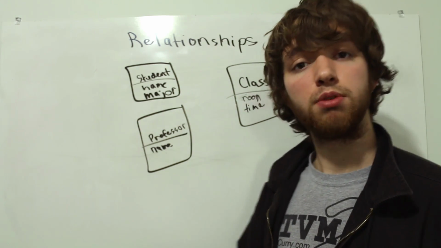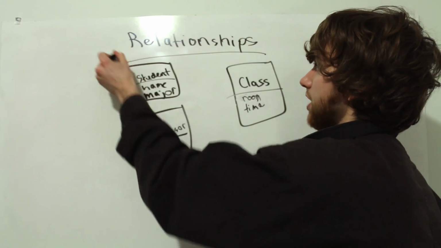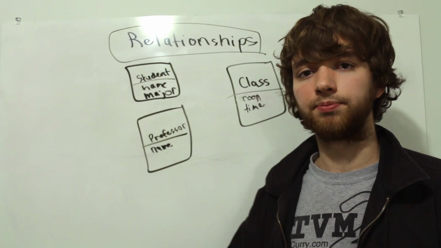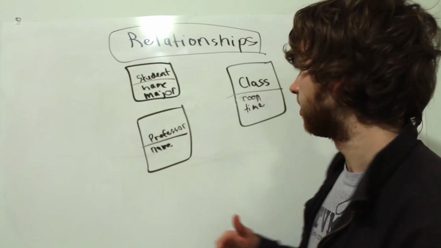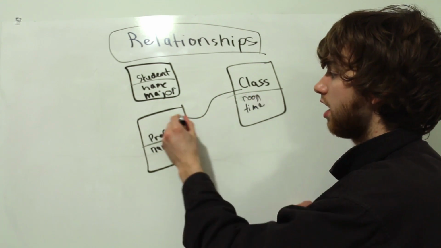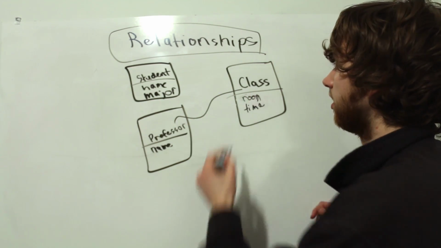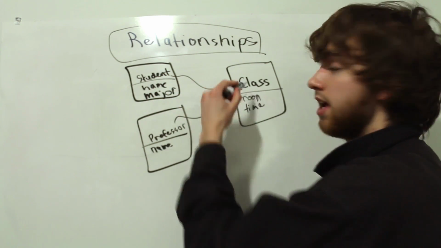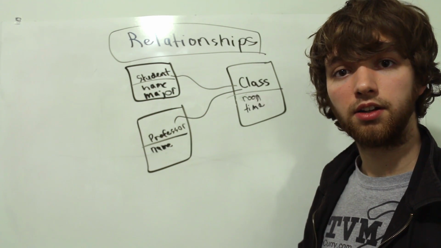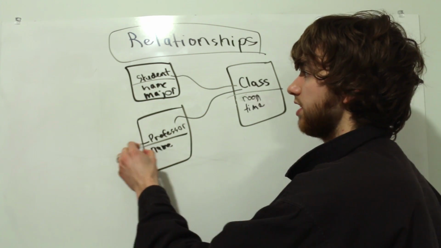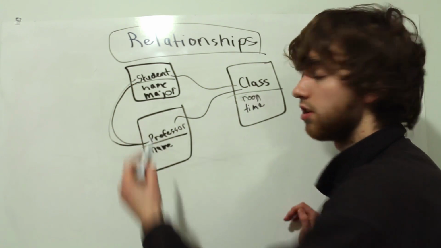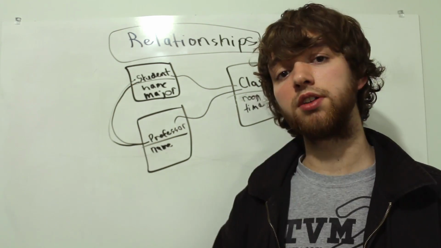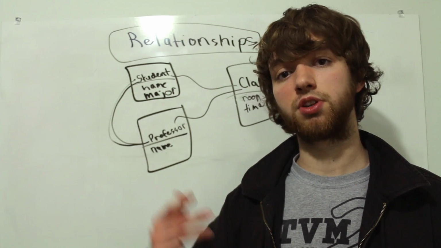Now, we talk a little bit more in depth about the concept of relationships, because these tables relate to one another. For example, a class is taught by a professor. Students attend the class. You could also maybe say that the professors teach the students, or the students learn from the professors. So we're going to talk about the 3 types of relationships right now.